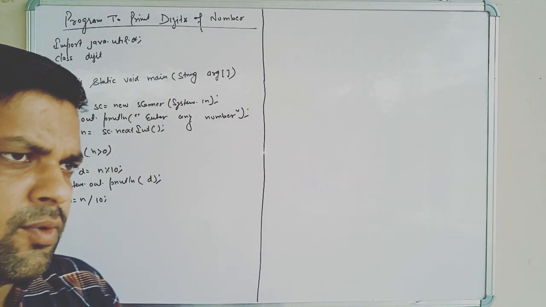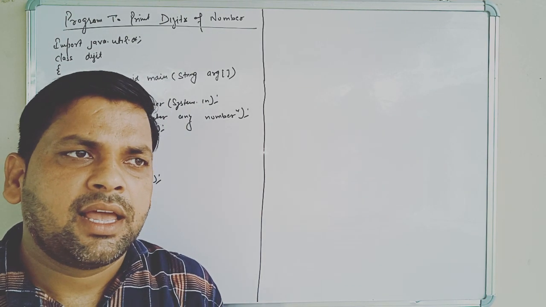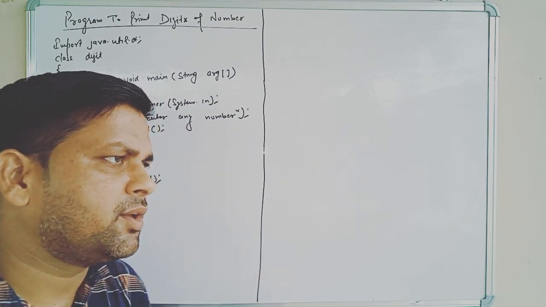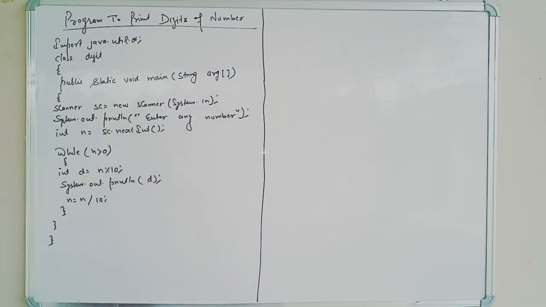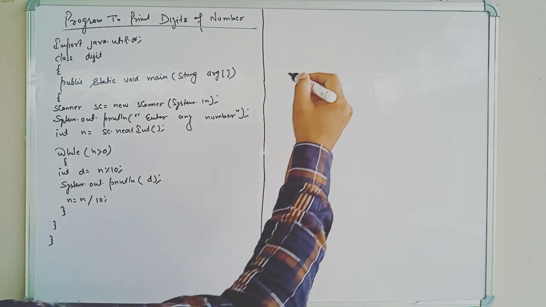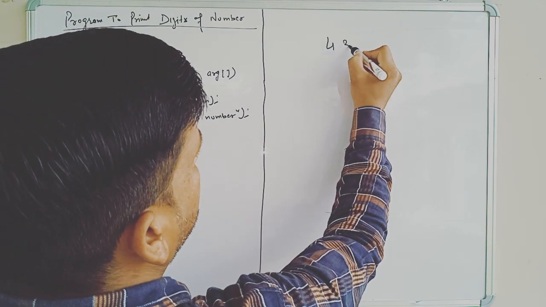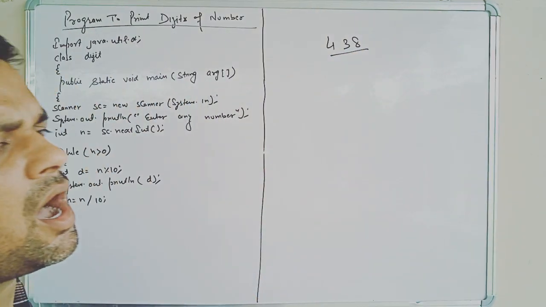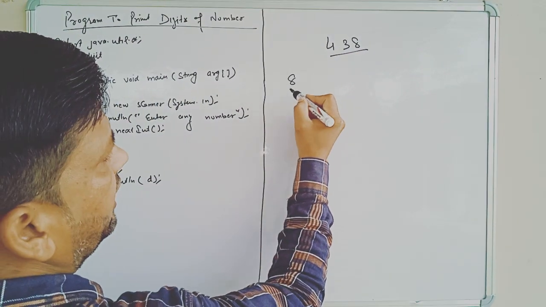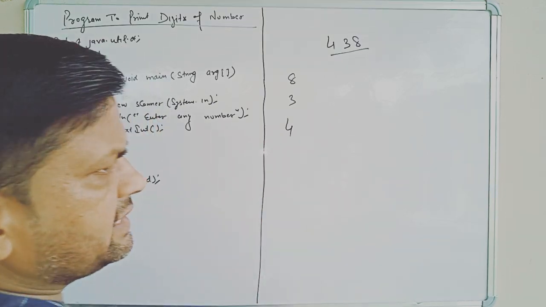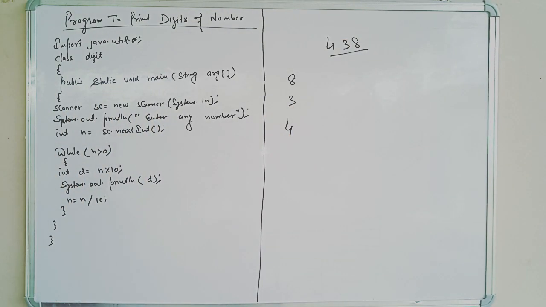So in the next program we will discuss, we will accept a number from the user and we will print its digits. For example, I will accept a number 438. The output will be 8, 3, 4, which means each digit will be printed on a new line.